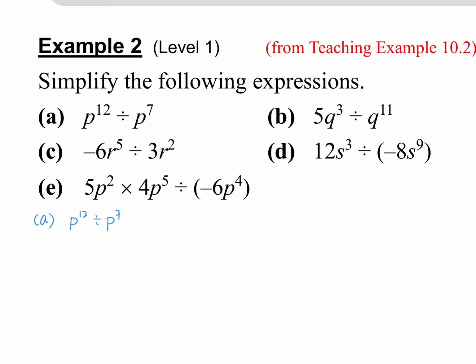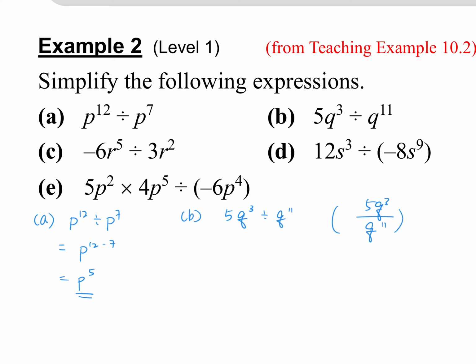Example 2, Part A. The first index is clearly larger than the second index, so we can apply the laws of index. We have the subtraction of the first index minus the second index, and it is p to the power 5. Part B, 5 cubed divided by 2 to the power 11. First of all, you can also rewrite or look at this.